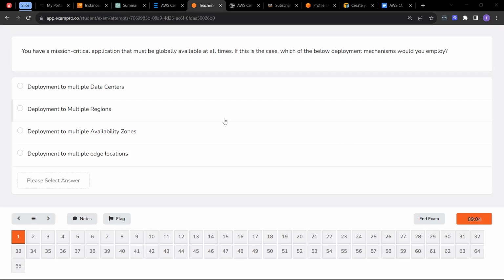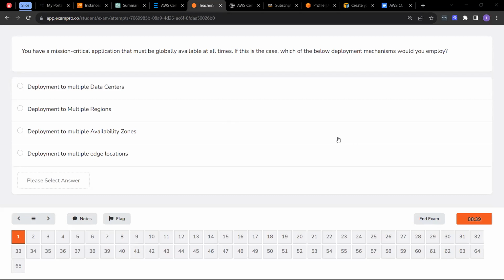Okay, so you have a mission critical application that must be globally available at all times. If this is the case, which of the below deployment mechanisms would you employ? I think for this one we will not be able to see the correct answers till we finish. So let the answers flow.